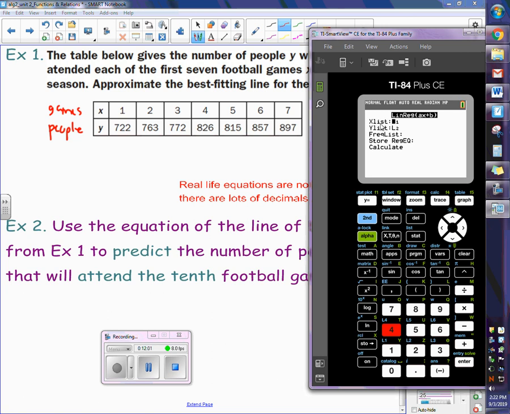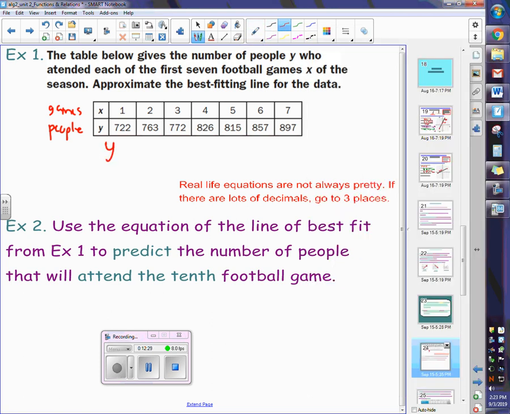The first thing says X list, so where are your X's? Our X's are in L1. That's default, don't change it. Then it's asking where are your Y's? Our Y's are in L2. Again, do not change it. Then go down to calculate and hit enter. So they give us the linear regression equation. Your job is to write down that equation. So write it down in slope-intercept form. Y equals, and the calculator tells you ax plus b.